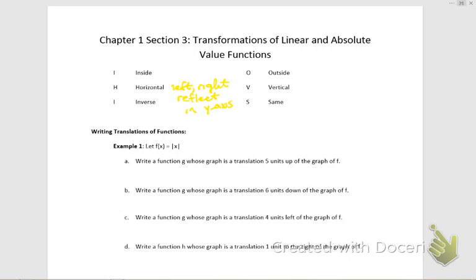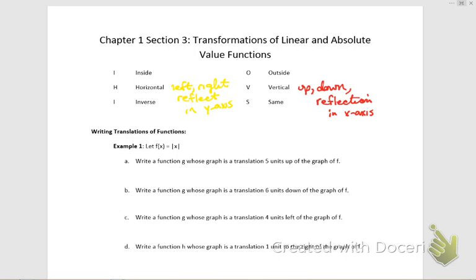If it's outside, or if it's vertical, it's moving up, down, or a reflection in the x-axis. Okay, or a vertical stretch or shrink, and it'll be very specific. It'll tell you vertical stretch or shrink. So anytime it's vertical, it goes outside of our function, and we do the same. And so here's some examples of all of those things.